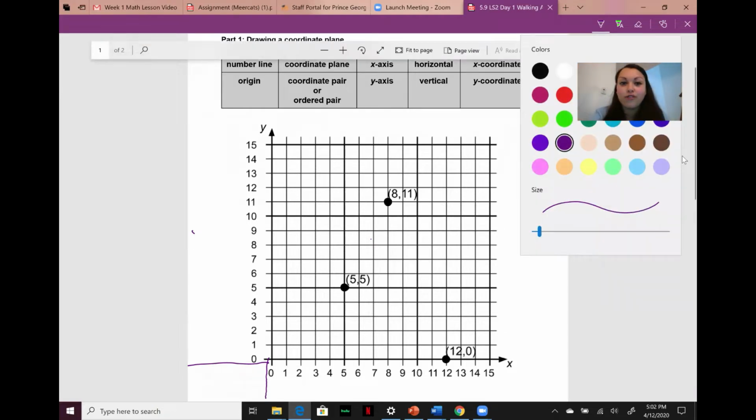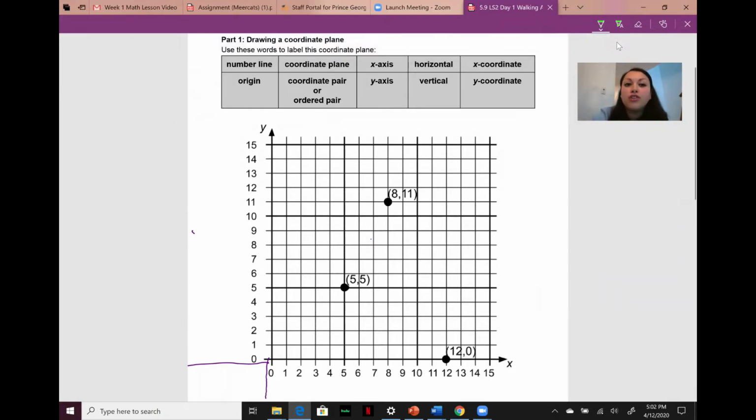So we're going to focus on vocab. We have a bunch of different words in part 1, and we're going to use these words to label the coordinate plane. The first word is number line, and a lot of us have heard number line before, but what does it actually mean? We know the word number and we know the word line. So there's a line and it has numbers on it. The numbers are usually increasing, but they can also be decreasing. In this case, our numbers are increasing.